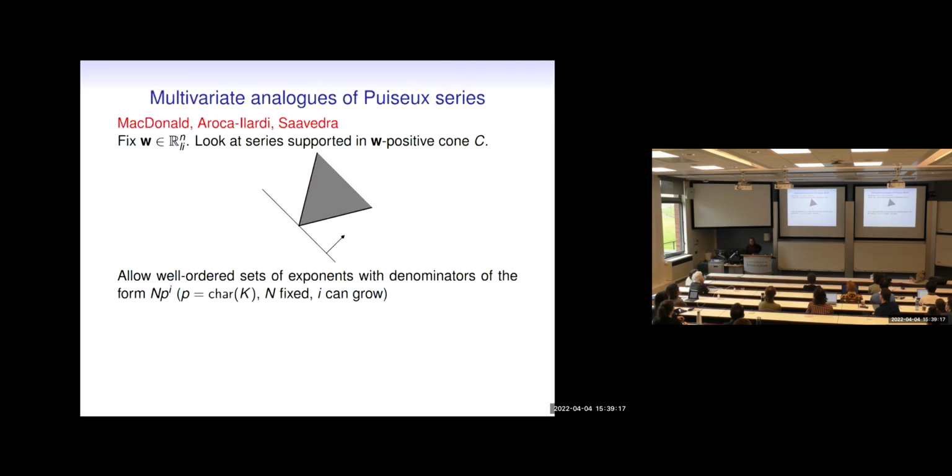The question you might ask now is what about more variables? I mean, Puiseux series go back to Newton, that's hundreds of years. This characteristic p stuff is already roughly 70 years old.